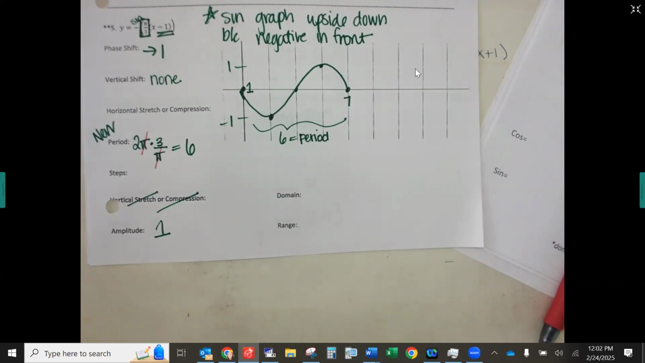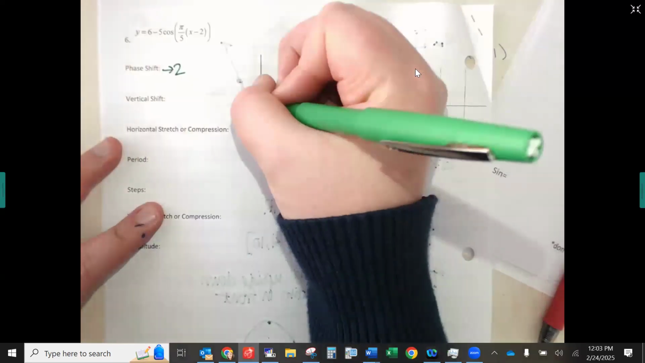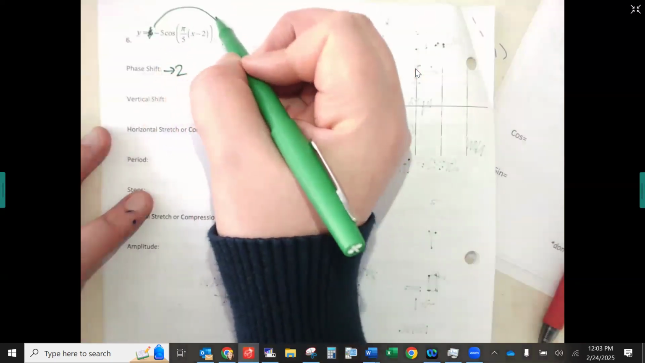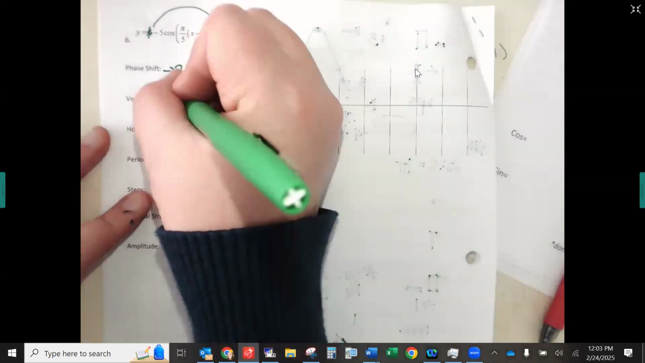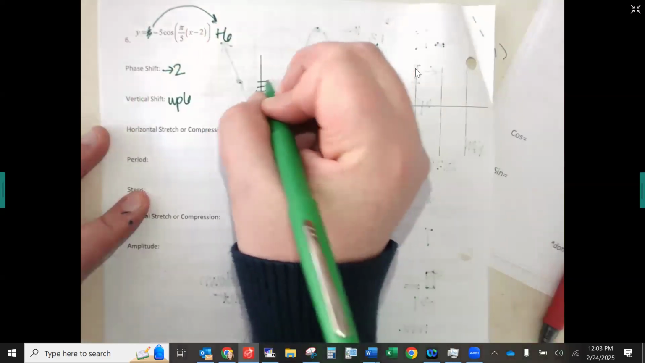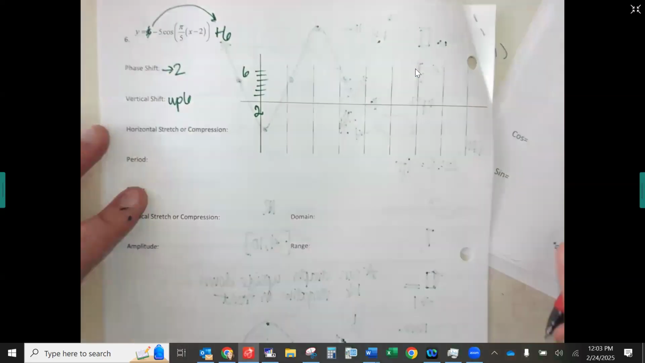Okay, last one. 6 minus 5 cosine pi over 5 x minus 2. Which way are we shifting? Left or right? Right 2. So start your x-axis at positive 2. Vertical shift. What number does that? The 6. And I'm going to push my plus 6 all the way to the back, just because that's kind of like its usual spot. So I'm going to go up 6. 1, 2, 3, 4, 5, 6. That's my midline.